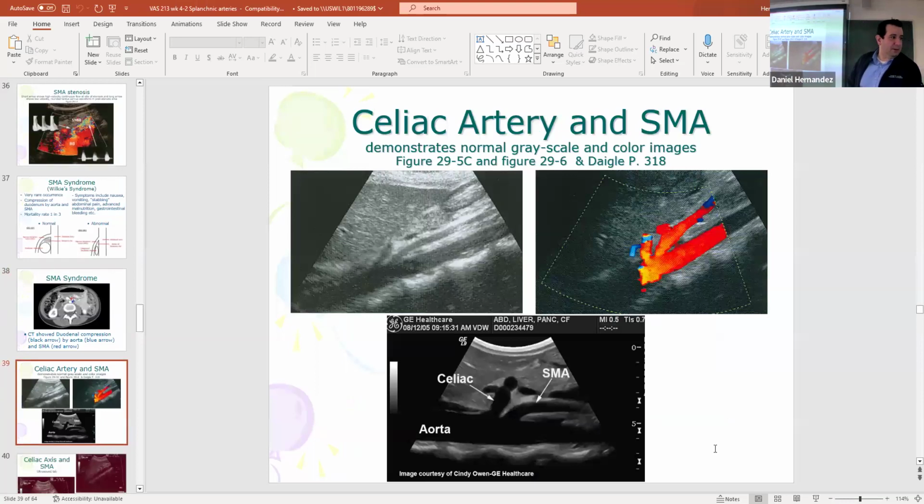Let's see, celiac artery and SMA. That's a nice clear picture. That's not all for sale. I guess it is. Could all be so clear. It's not real. So what is CGI? Or maybe he's being happy. I heard you're clear.